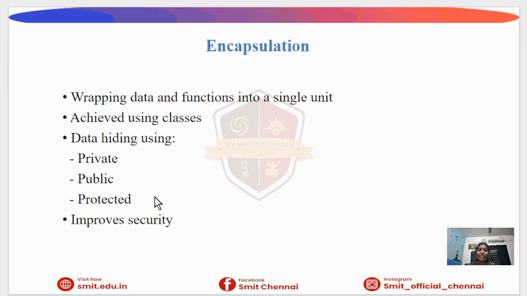Okay. Next one is encapsulation. Encapsulation means wrapping data and functions into a single unit. This is achieved using classes only. So we use private, public, and protected. In private, data cannot be accessed directly from outside. This improves security.